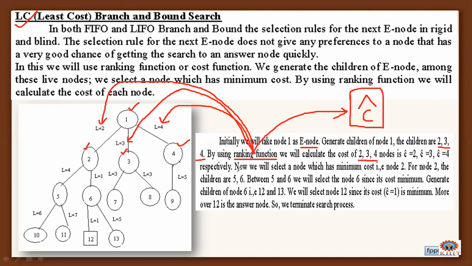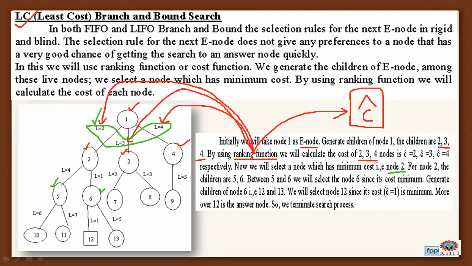Now we will select the node which has the minimum cost. Among these three, which one has the minimum cost? Node 2 is the minimum cost. For node 2, the children are 5 and 6. What are the children of node 2? 5 and 6 are children of node 2.